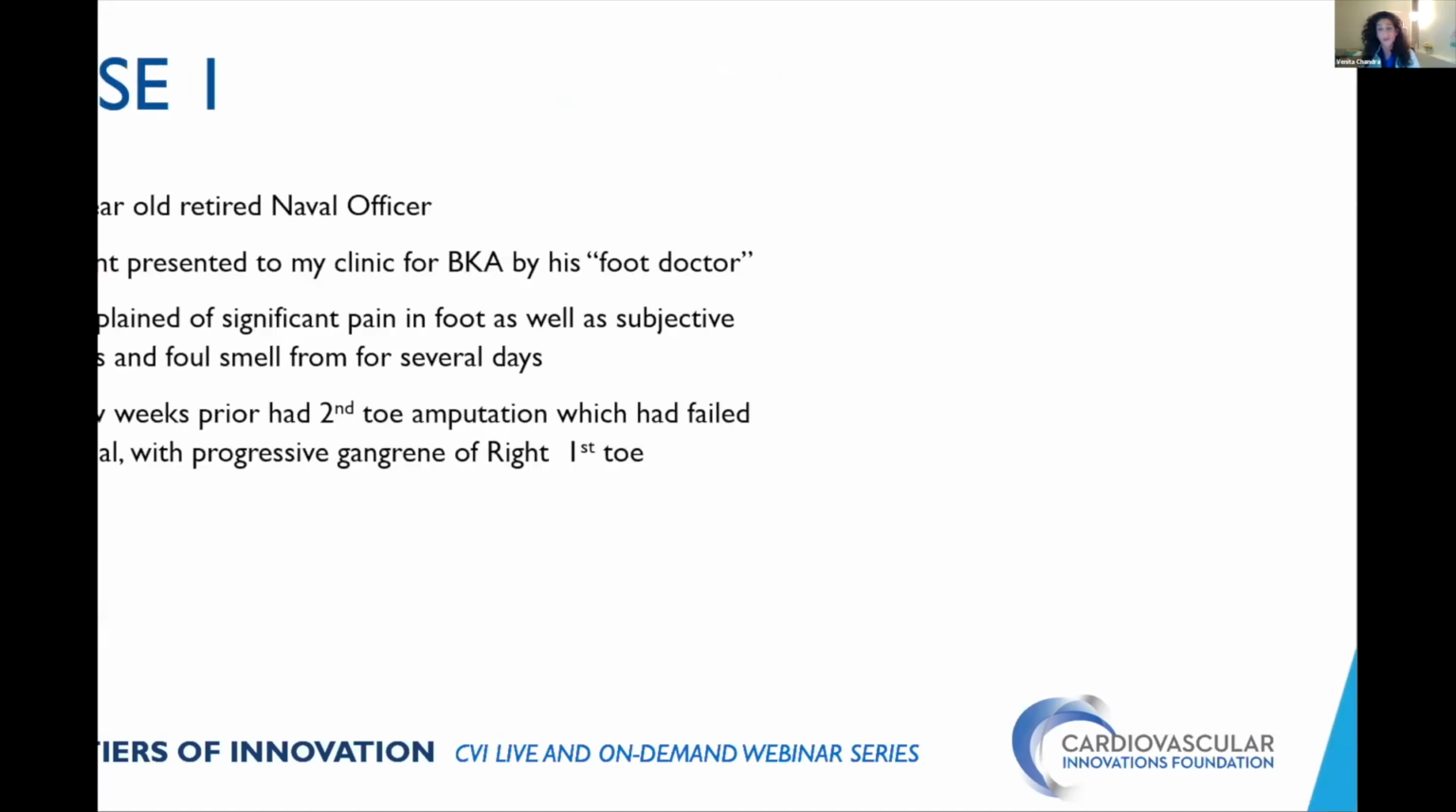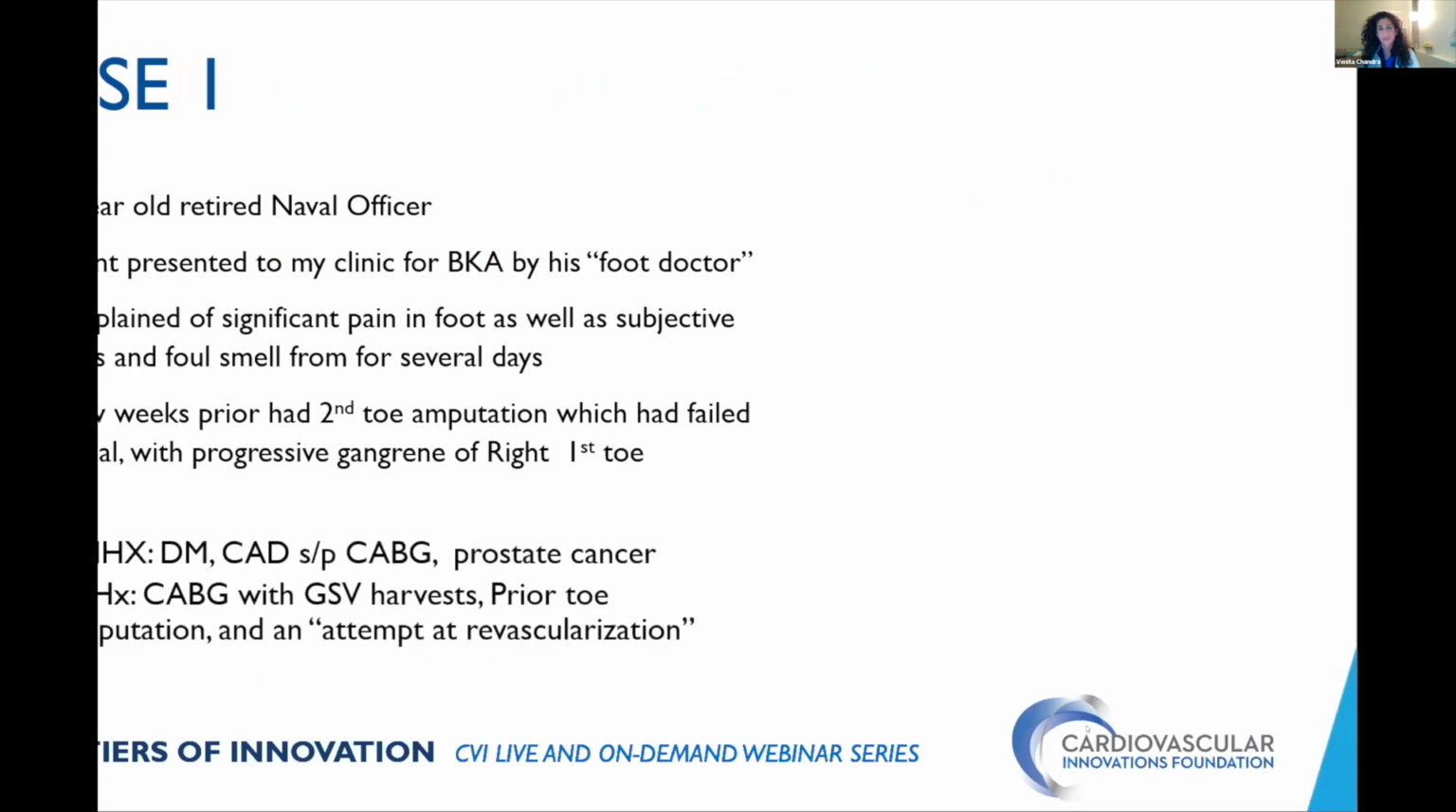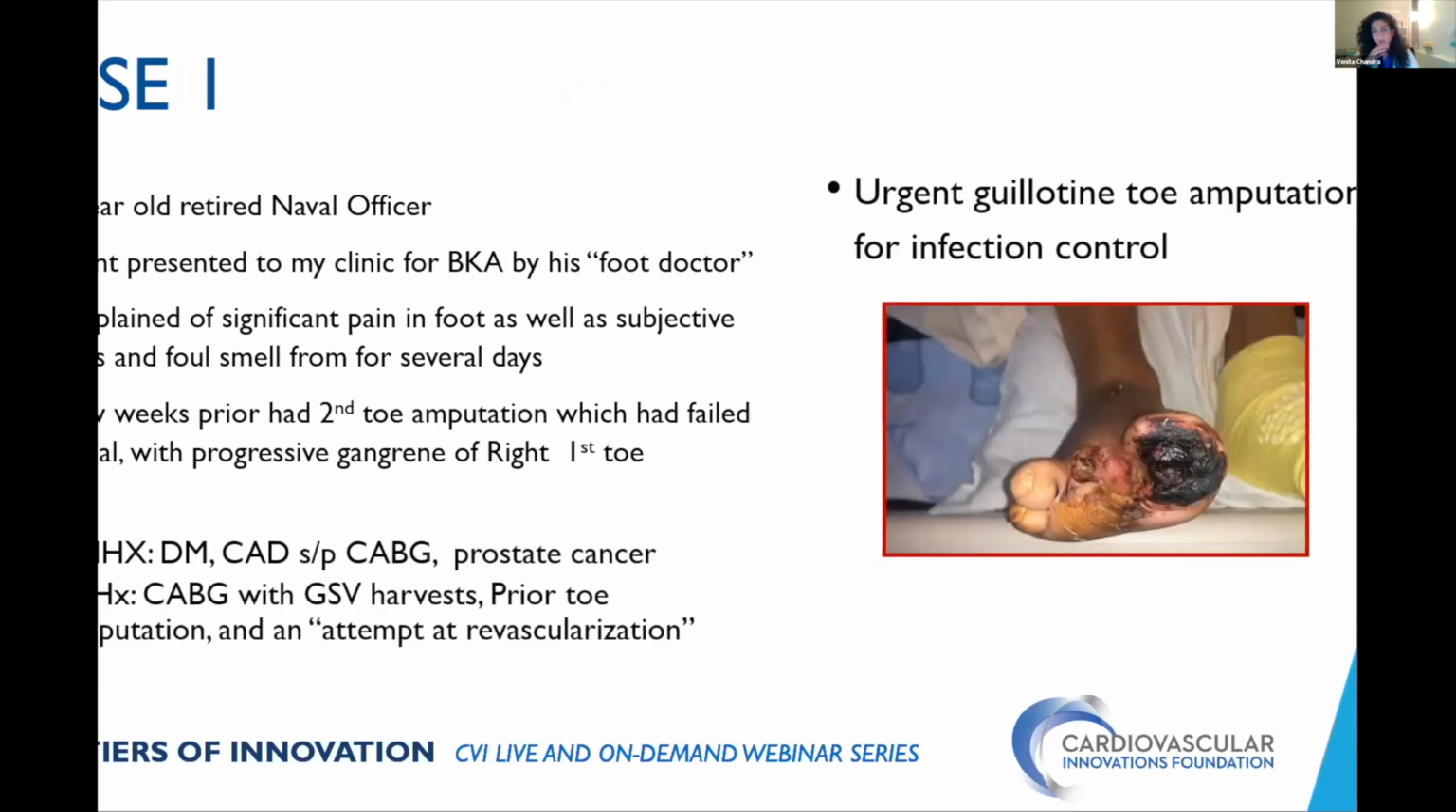So let's just go through a couple of quick cases. This is a patient, I absolutely love this guy. He's a retired 68-year-old naval officer. He actually presented to me for a BK amputation. He had significant pain in his foot and a failed first toe amputation with progressive gangrene, for which he was quickly taken for an amputation and debridement, as you can see in the picture here, clearly not adequate perfusion.